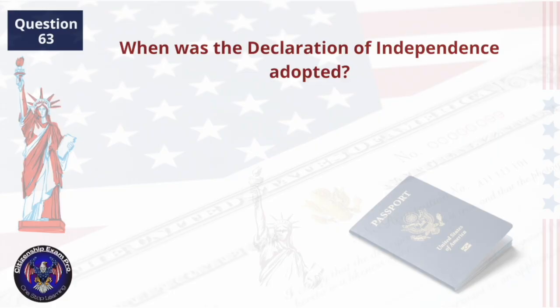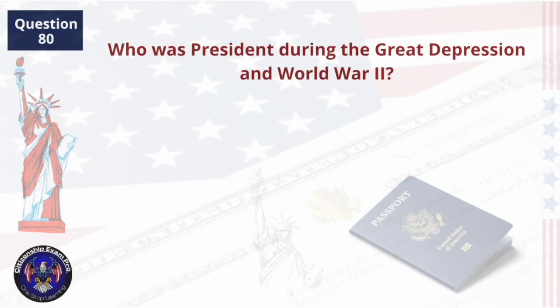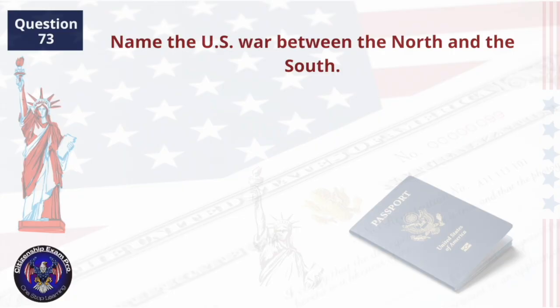When was the Declaration of Independence adopted? July 4th, 1776. Who was president during the Great Depression and World War II? Franklin Roosevelt. Name the U.S. war between the North and the South. The Civil War.